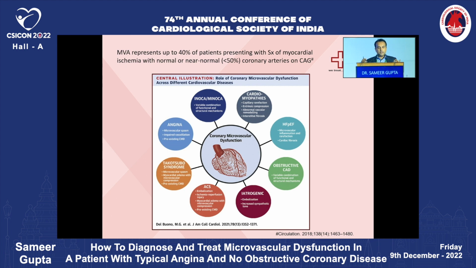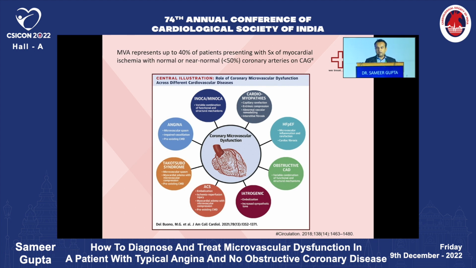And microvascular angina represents about 40% of patients presenting with symptoms of myocardial ischemia with normal or near normal coronary arteries on cath. So when you cath patients for coronary artery disease, when you cath them for angina, about 40% of patients end up having really normal to near normal coronary arteries. And microvascular dysfunction has a bigger array, more than just angina. It does have a role in various cardiomyopathies.